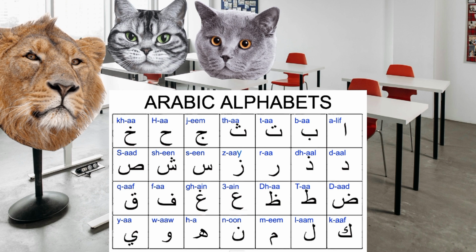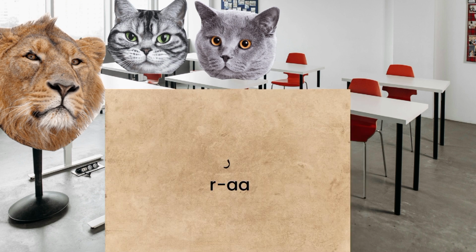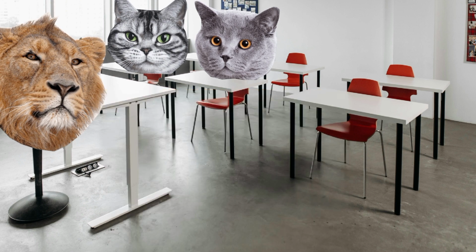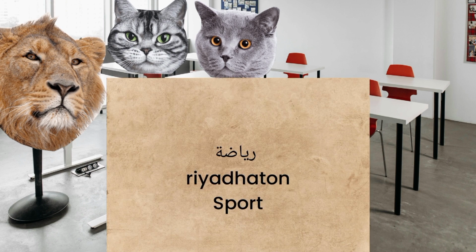The next letter is راء, راء. Ra. Ra. That's good. Now for the example. The example will be رياضة, which means sport.